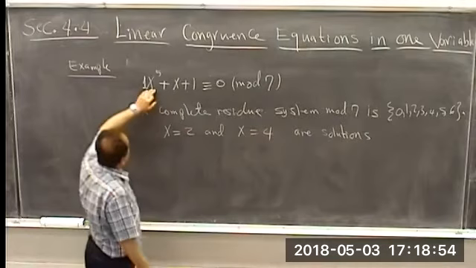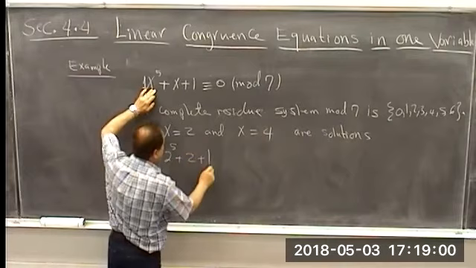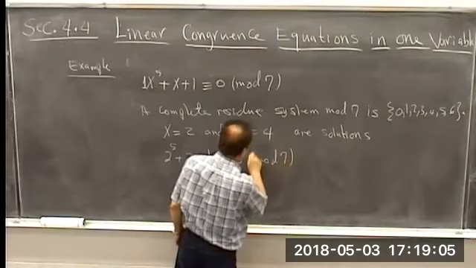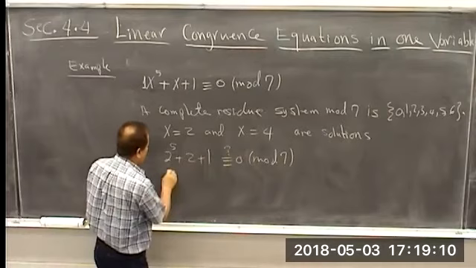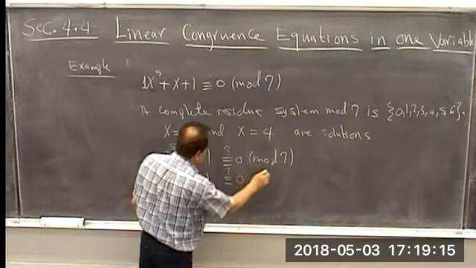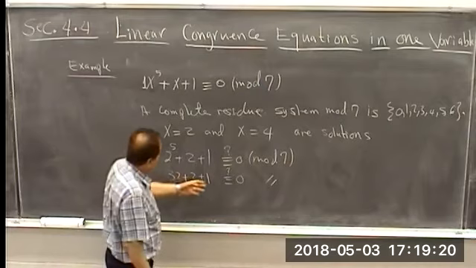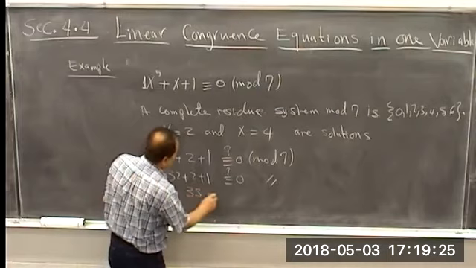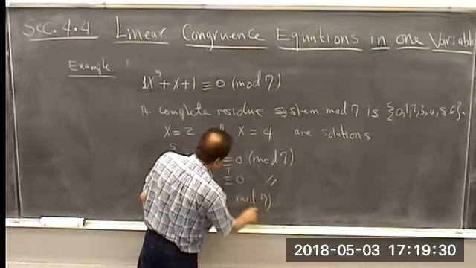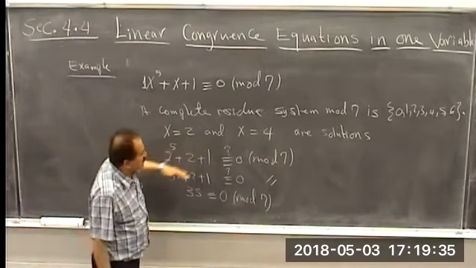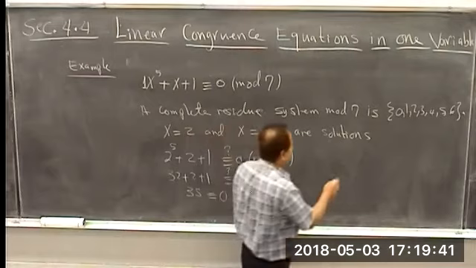If you plug in 2, you get 35 in here. Question is, is this congruent to 0 mod 7 or not? You do the calculation in here, and you can reduce mod 7 as you go along if you don't want to add it all up. So you get 34, 35, and 35 is congruent to 0 mod 7. So yes, it does satisfy. Now, 4 you can also check. Moreover, these are two distinct solutions. So the two solutions are incongruent.